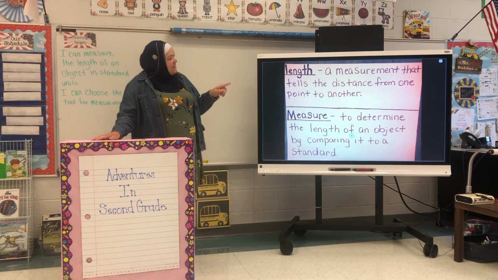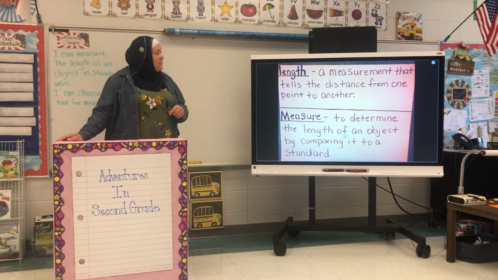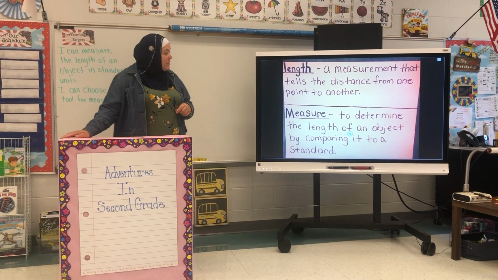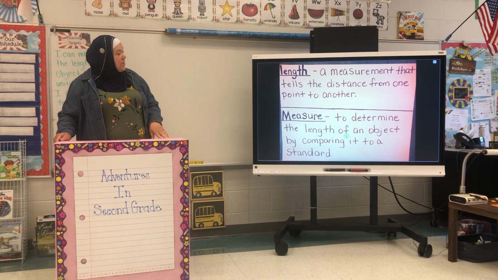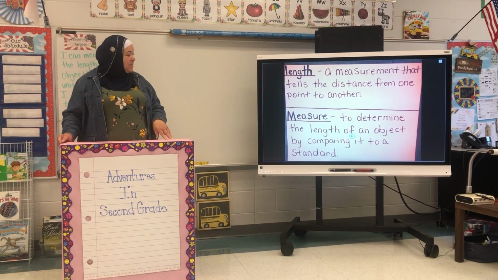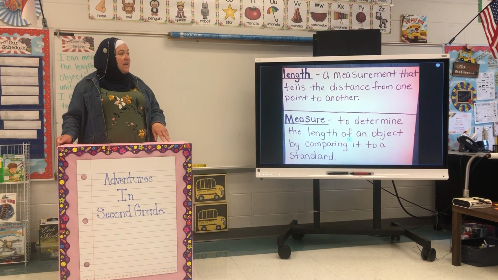We're going to review length, a measurement that tells the distance from one point to another. Measure, what does it mean to measure? To determine the length of an object by comparing it to a standard.